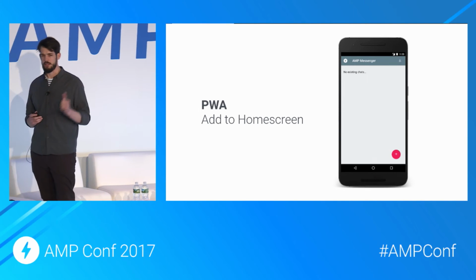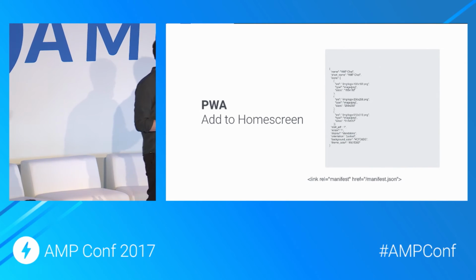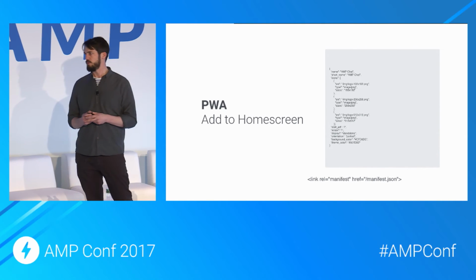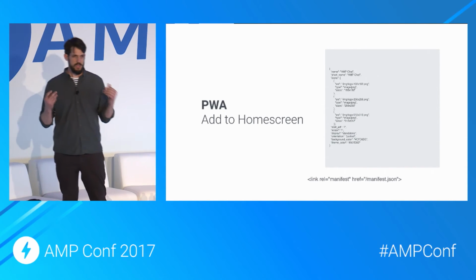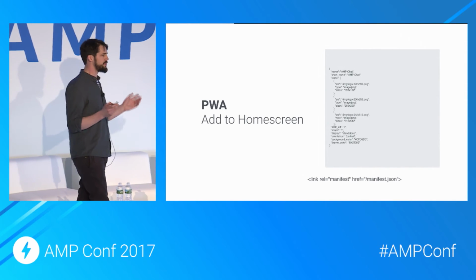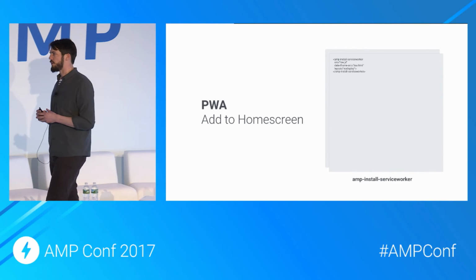First of all, your page needs to be served via HTTPS. The second thing you need to do is provide an app manifest, which describes the name of your application, icons, start URL, things like that. So this is fairly trivial to add. And the second one is adding a service worker.